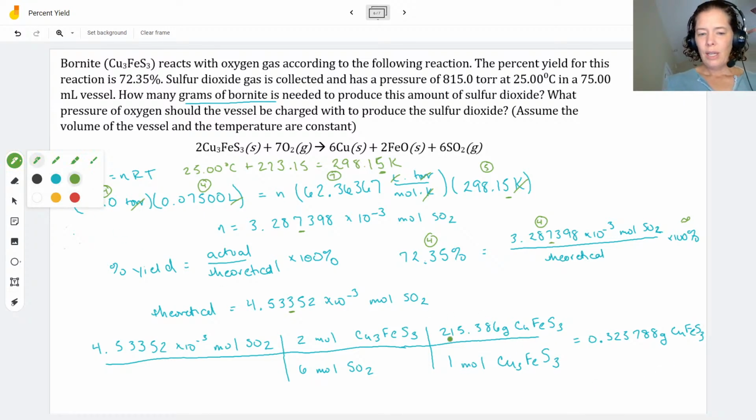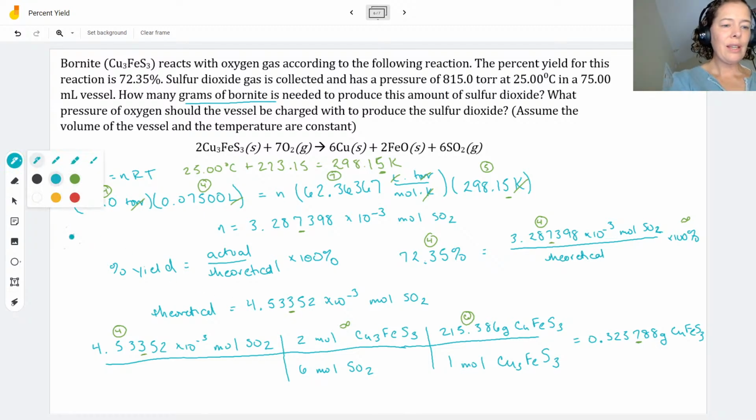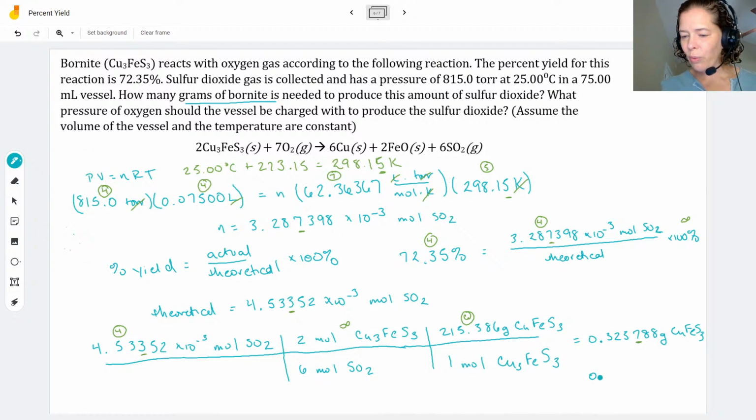So I have rounded to this 3 here. That's 4 sig figs. My mole ratio has infinite and my molar mass here has 6. So I need 4 sig figs, which means I'm rounding at that 7 right there. So let's get our final answer with the correct number of sig figs. 3.238 grams of bornite. Okay, great. Let's make sure there are no questions.